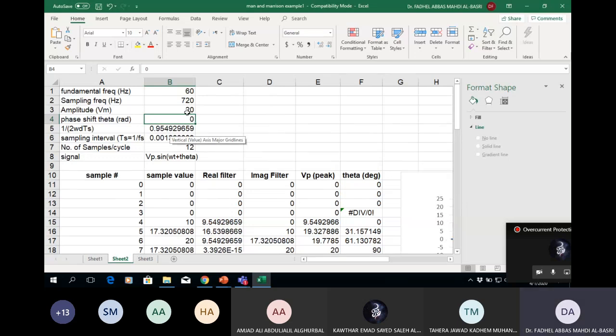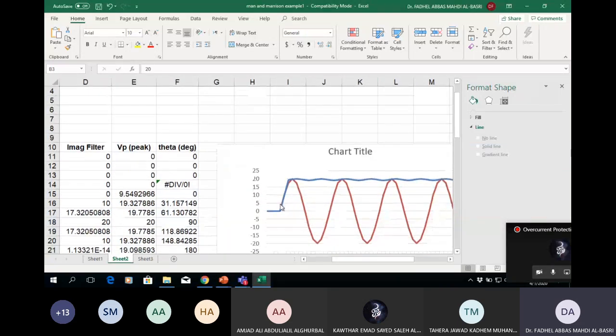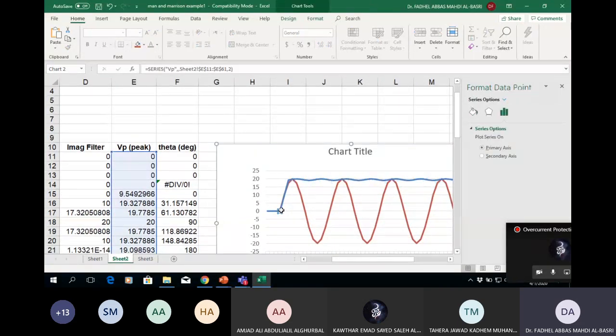If I change the sampling frequency, so now I'm using 12 samples in one cycle. What does 12 samples per cycle mean? Within one cycle, I have 1, 2, 3, 4, 5, 6, 7, and so on. So within one cycle, I have 12 samples of information. But I use only 3 of those 12 samples to estimate the peak.